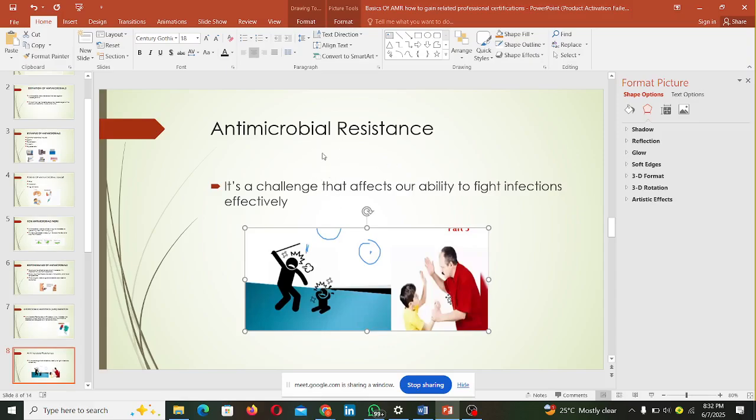Take a look at this picture now. This analogy: a father is beating his child today, tomorrow, you are stupid, you are this, you are that. Okay, that is you making use of antibiotics. You are overusing it. So it got to a particular day, another time.